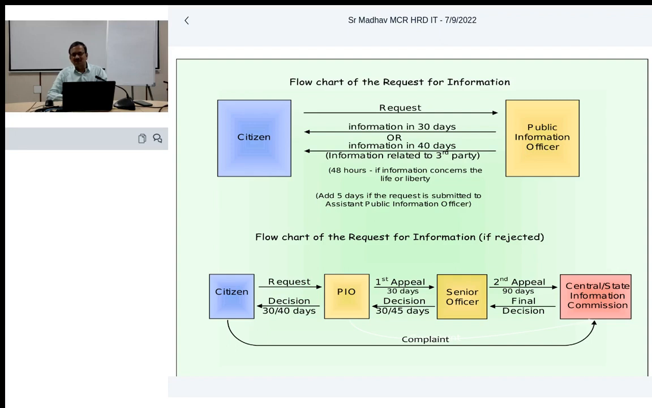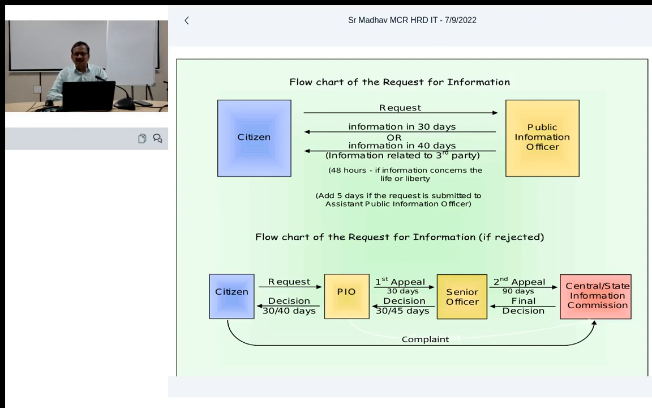So there are two charts. First chart shows you the normal timelines. That means if a citizen files a request, the PIO should provide information as expeditiously as possible, but 30 days is the maximum timeline. And if it is third party related information, that can be extended up to 40 days. But if the application is submitted to the assistant PIO, the assistant PIO is supposed to forward the application to the PIO within 5 days. So APIO has 5 days maximum, but the Act says the application should be forwarded forthwith.